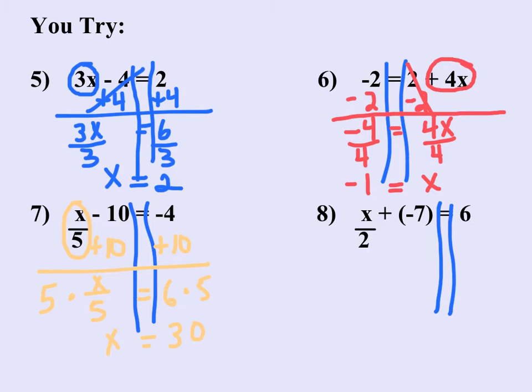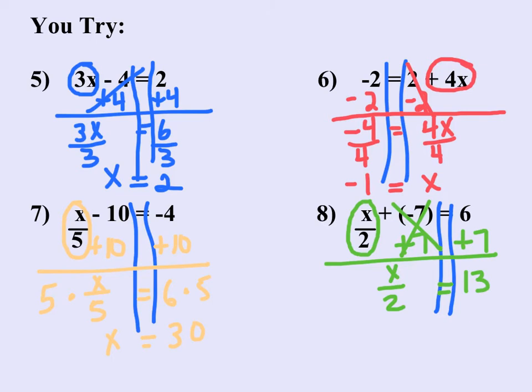All right, and the last one, number 8, we have x over 2. Now we need to get rid of adding negative 7. And if you remember what we did in class, we're just focusing on the sign that's right in front of the number. So the opposite of negative 7 is positive 7. That way the negative 7 and positive 7 cancel. And we're left with x over 2 equals 13.